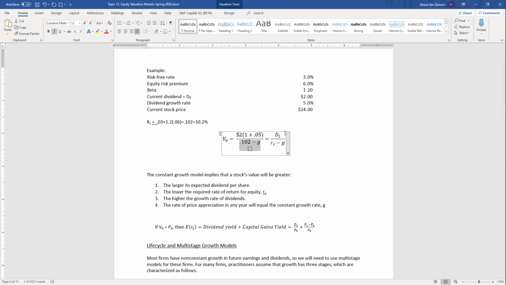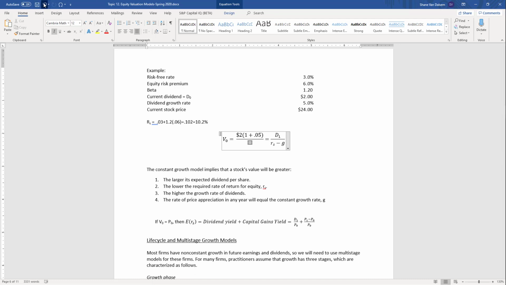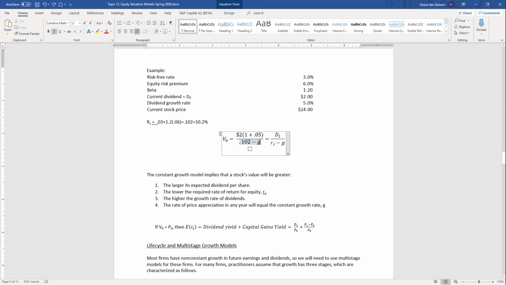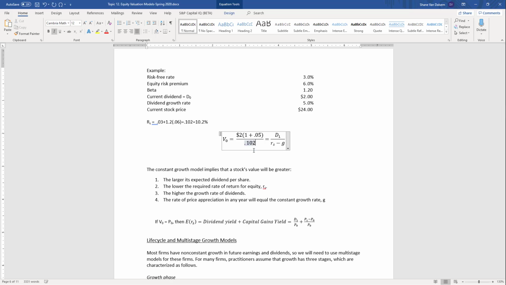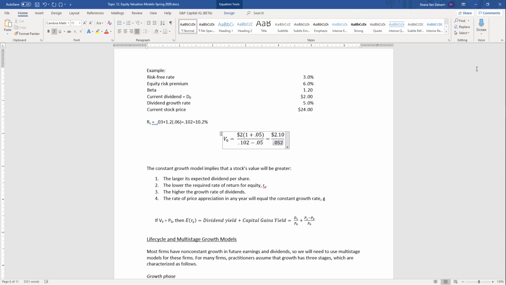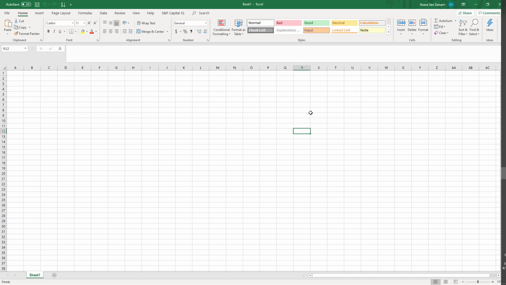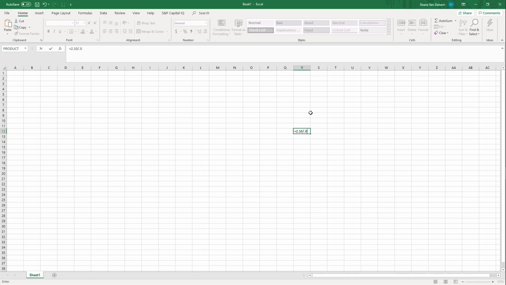Okay, so I'm going to put 0.102 down here, minus the growth rate. There we go. So the numerator is going to be $2.10, divided by 0.052. I will use Excel here to determine that, and it gives us an answer of $40.38.